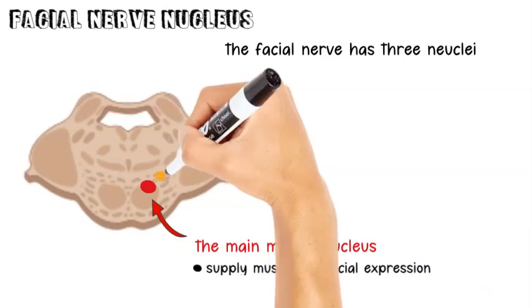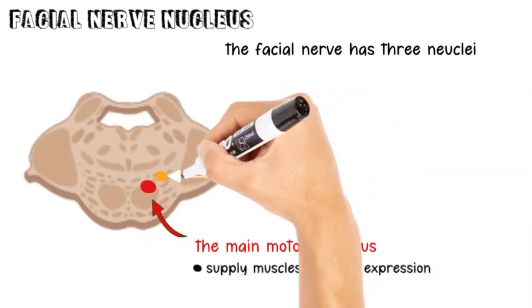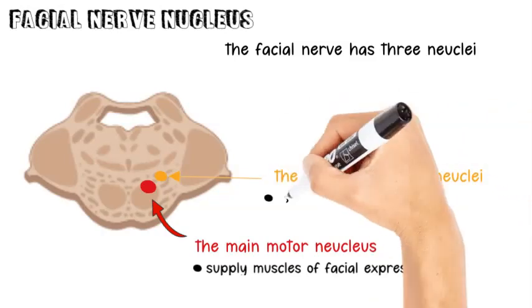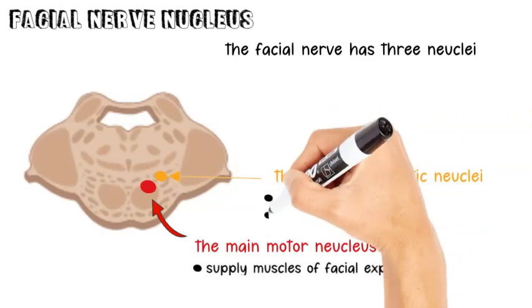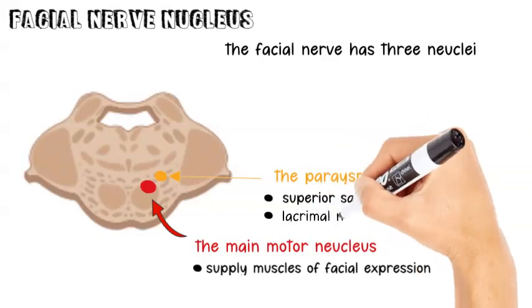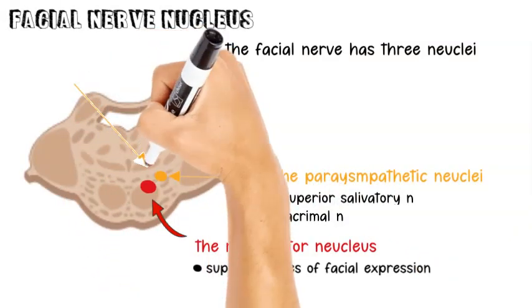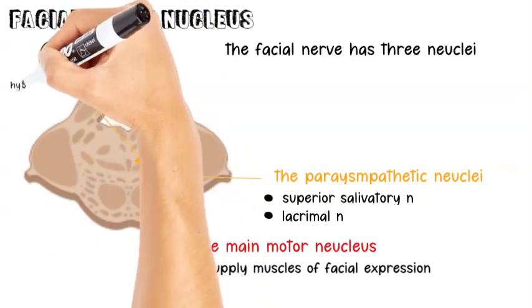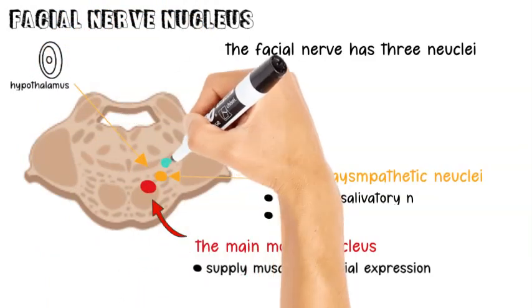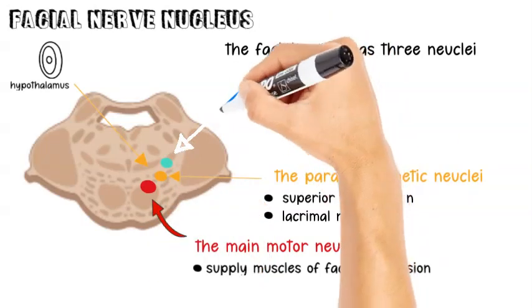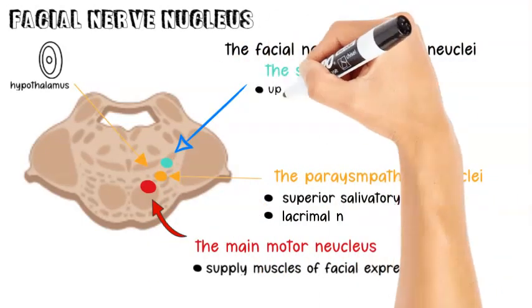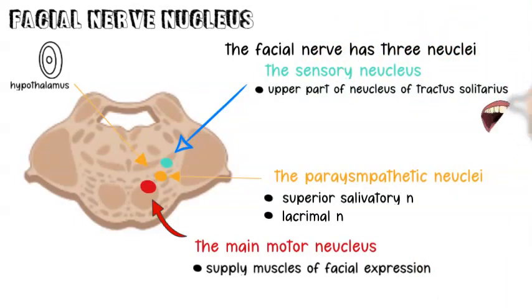of facial expression. The parasympathetic nuclei lie posterolateral to the main motor nucleus, and they are the superior salivatory nucleus and lacrimal nuclei. Both of them receive afferent fibers from the hypothalamus through the descending autonomic pathway. The sensory nucleus is the upper part of the nucleus of tractus solitarius and lies close to the motor nucleus.